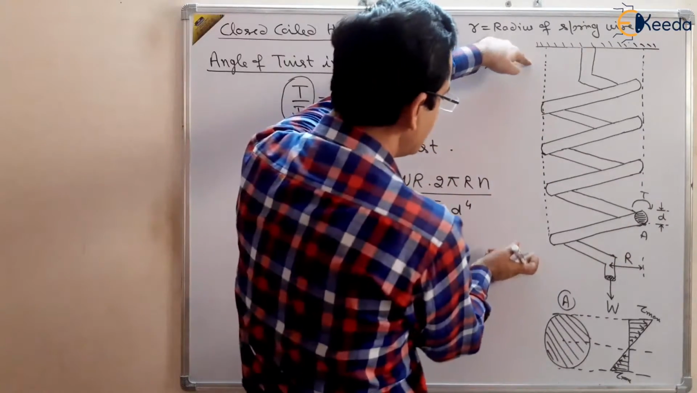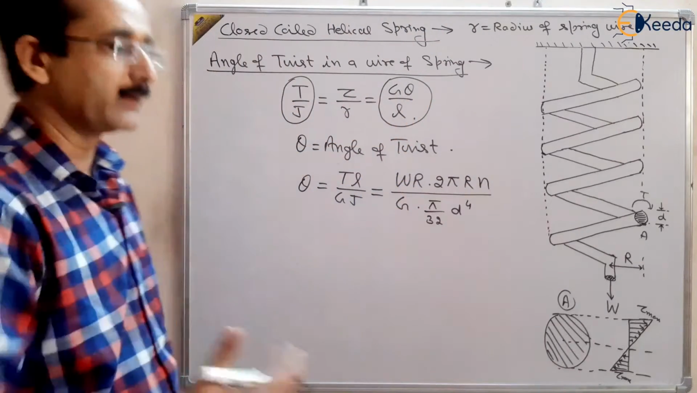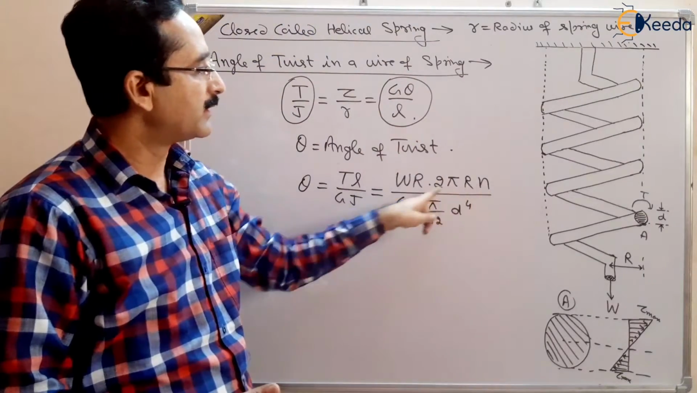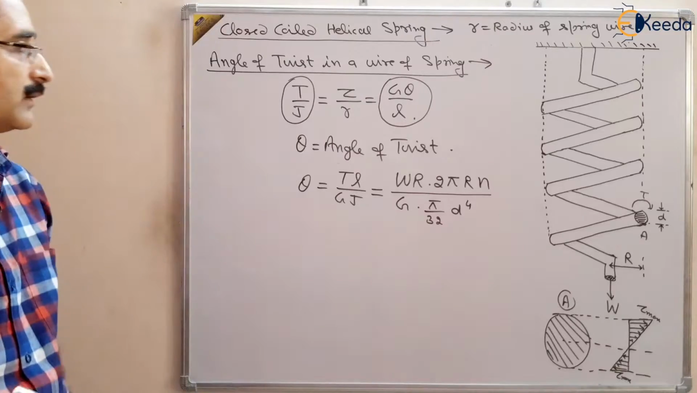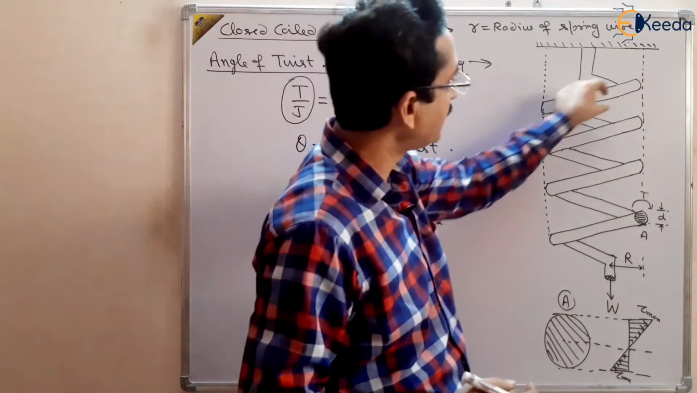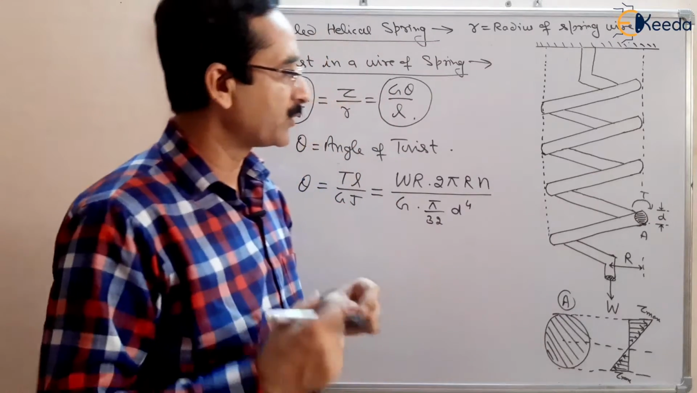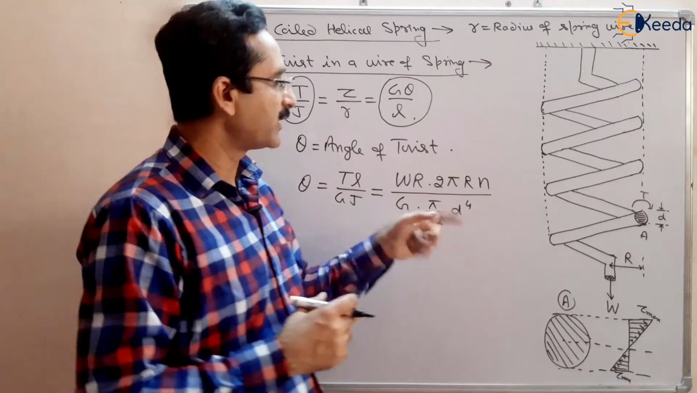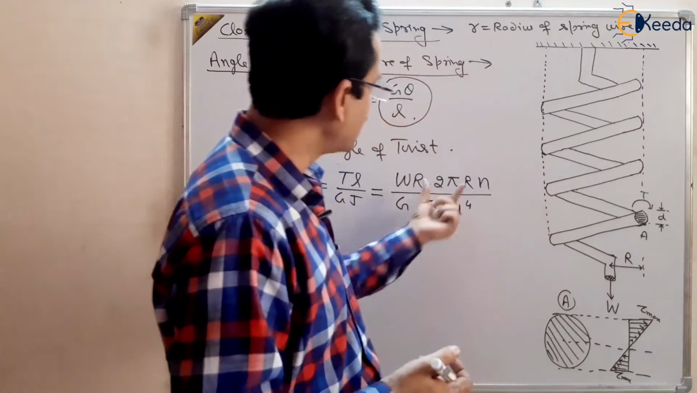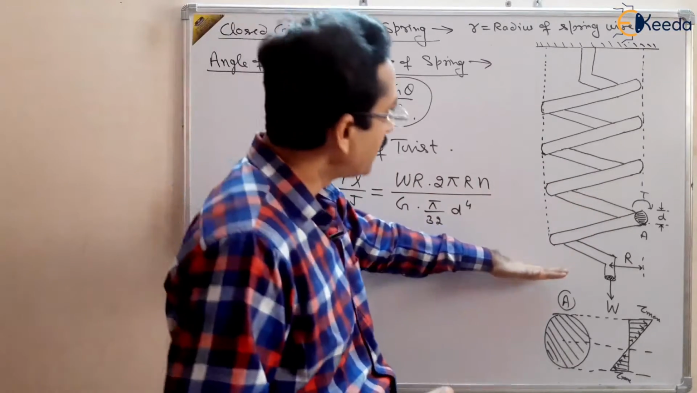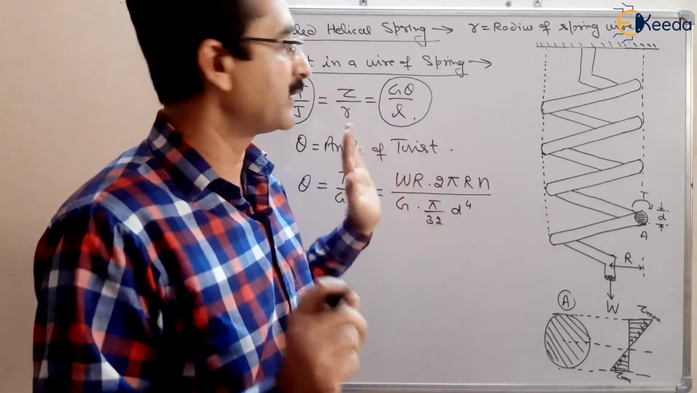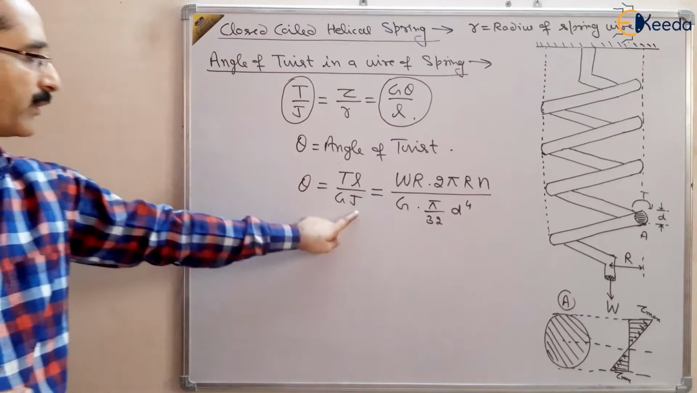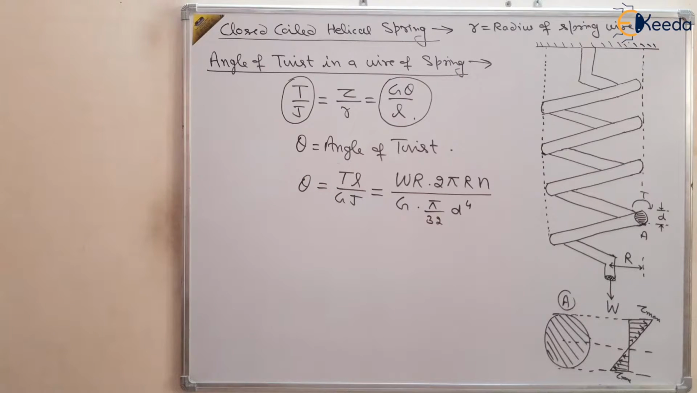For finding the length you need the mean radius, right? 2 pi Rn, the length of the circumference multiplied by the number of turns, will give the total length of the spring, right? We are neglecting the gap between the spring coils, because this is a closed coil helical spring and there is very negligible gap between the coils. That's why we are not adding these gaps. We are just taking 2 pi R, the circumference, multiplied by the number of turns, and that will give the length of the spring, right? So 2 pi Rn, G, and the polar moment of inertia is pi by 32 d to the power 4.